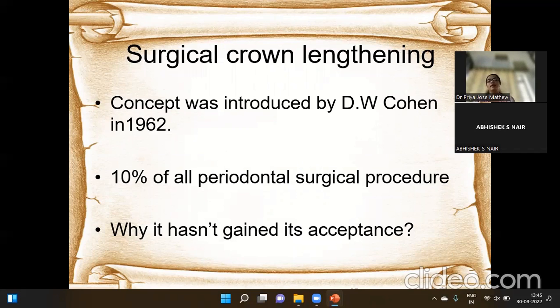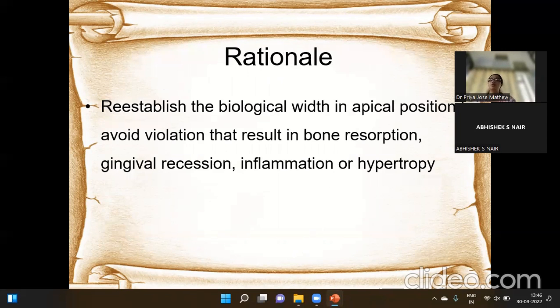Now, D.W. Cohen in 1962 introduced this concept of surgical crown lengthening. At that time, it was about 10% of all periodontal surgical procedures. But now we can say that a lot of cases are being referred for crown lengthening procedures, because they have understood the importance of surgical crown lengthening. But in certain situations, we cannot attempt surgical crown lengthening. We'll be explaining the situations in which we cannot do that.